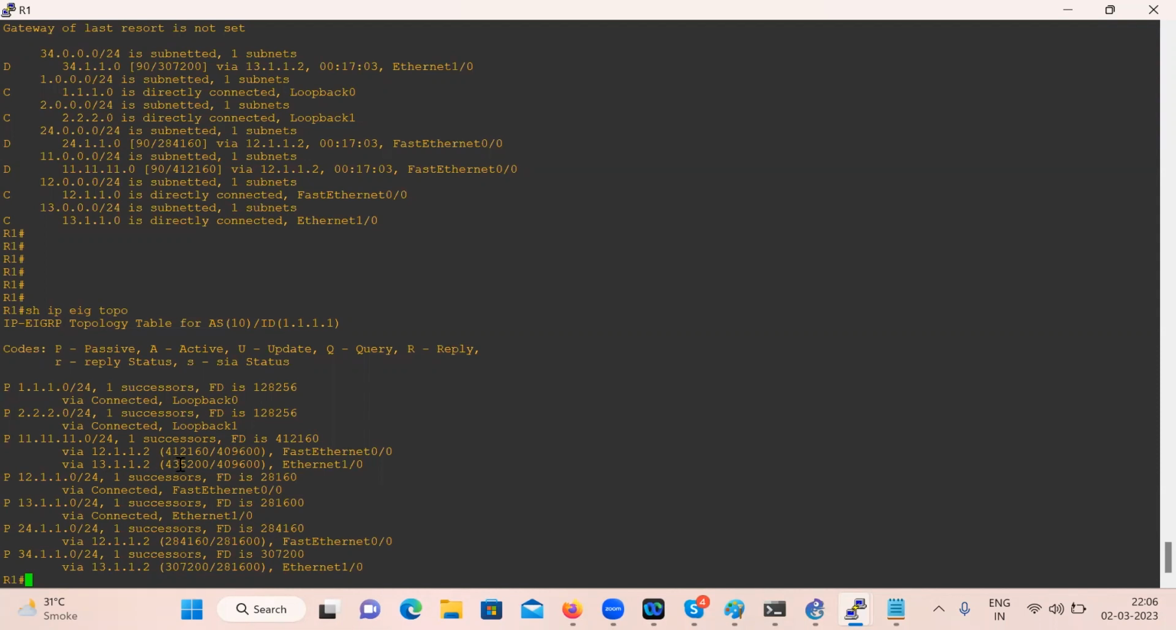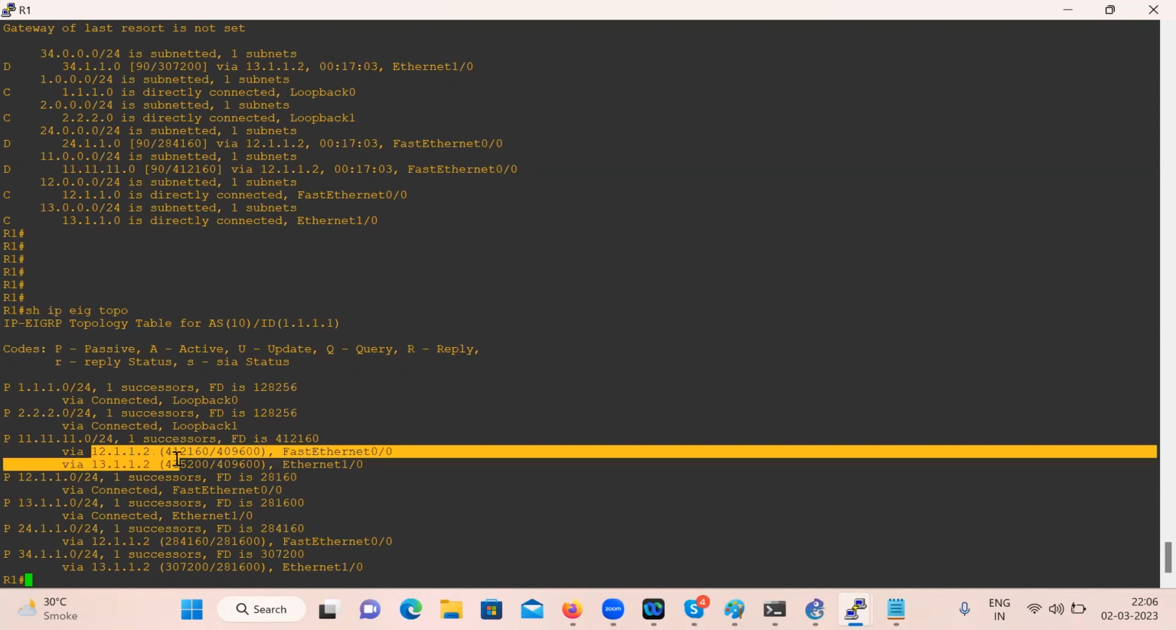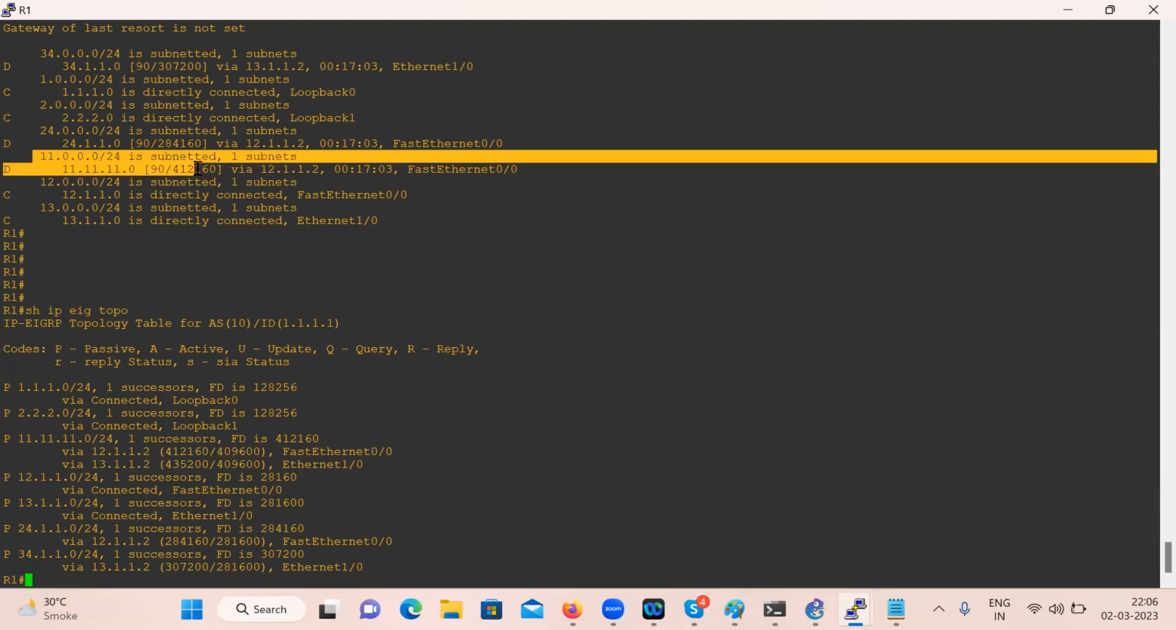Okay, but out of these two, one is having a value of 412160, and the second one is having 4352500. Okay, so which is the smallest one? 4121. Okay, that is the smallest one as compared to 4352. So that is the reason they store this route in its routing table. Against 11.0 network, they store a route of 4121, not the highest one, 4352. But in EIGRP topology table, you will see each and every possible path to reach a destination. So the possible paths are both, but in routing table, they will keep only one path, which is the best one. So out of these two, the best one is 4121, not 4352.